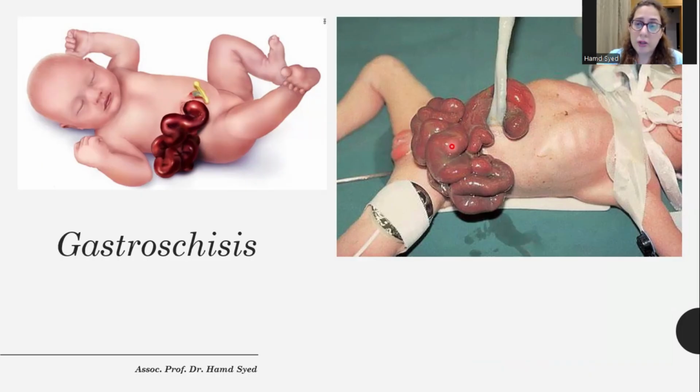And here is gastroschisis. In gastroschisis, the defect typically occurs on the right side of the umbilicus. And so you can see that causes herniation of abdominal contents. They emerge from this defect and they're present on the outer aspect of the body, and they're not covered by amnion. And so they're exposed to the amniotic fluid. And this condition is known as gastroschisis.